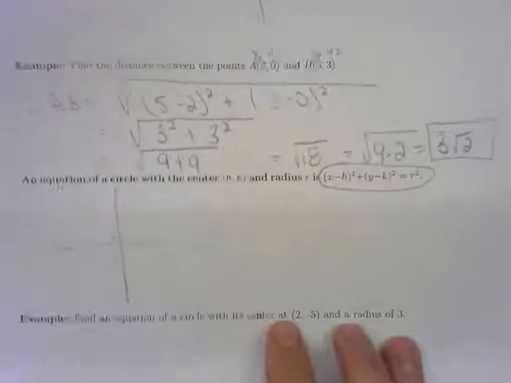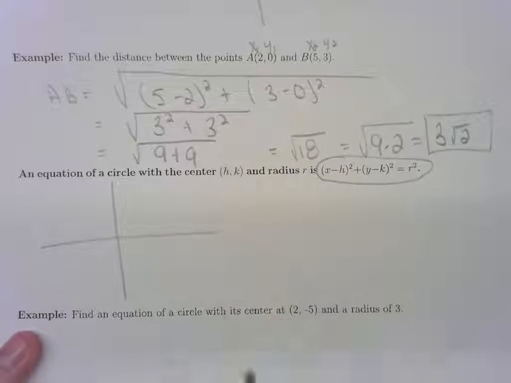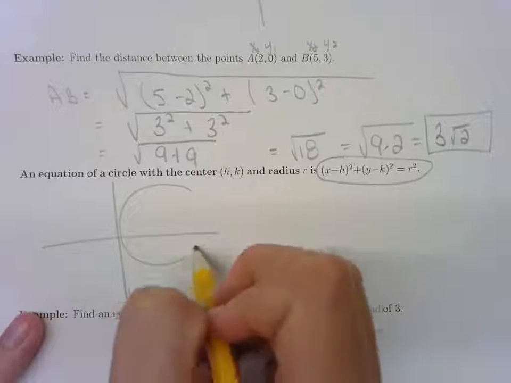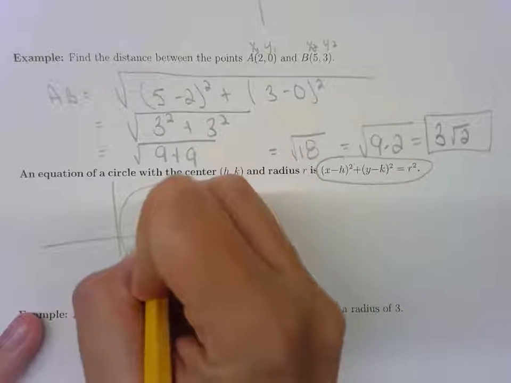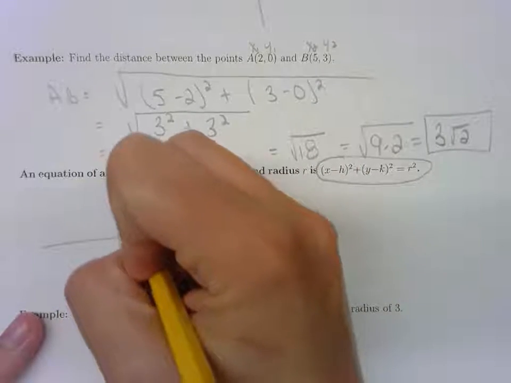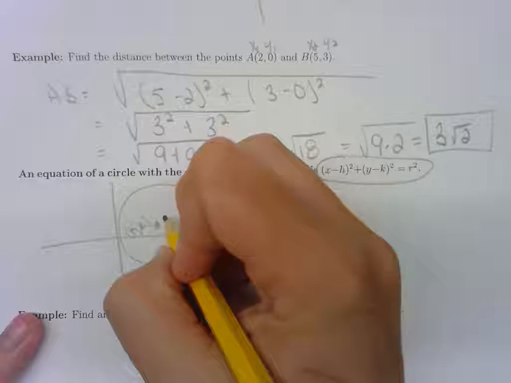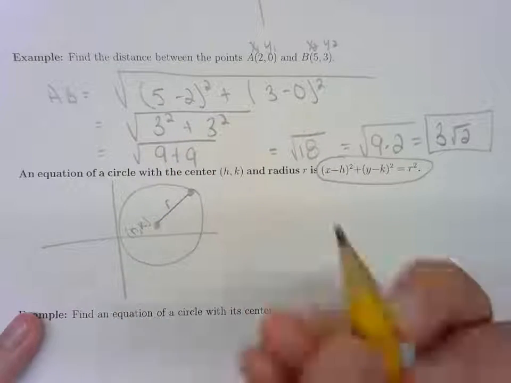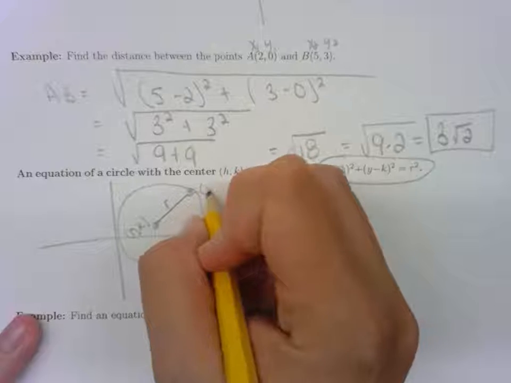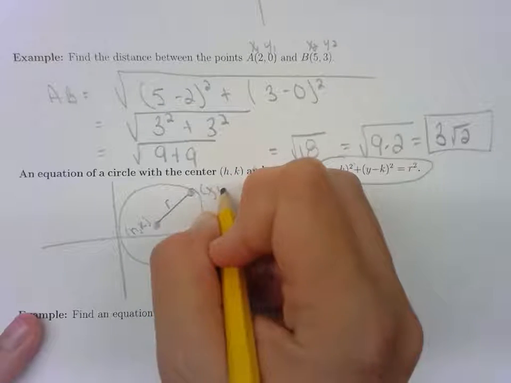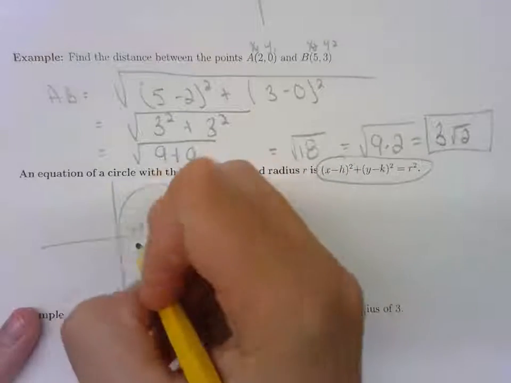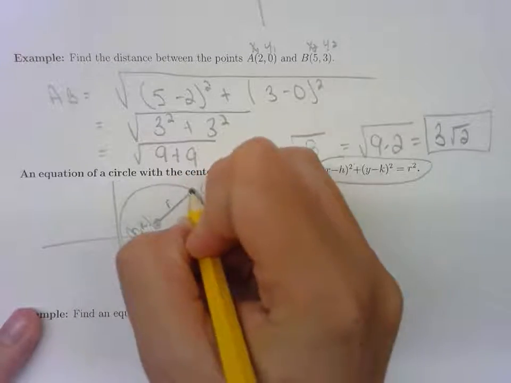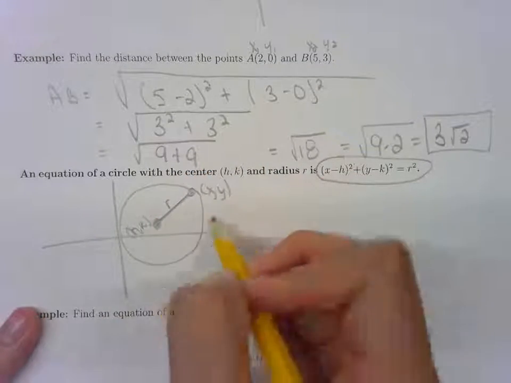Again, if you can't remember it, you might still be able to derive it. So let's say I have a circle here. The center is (h, k), and then we have radius r. So I'm just going to plug in a point here, r. This is some random point (x, y). This is (h, k), the center. So from the center to any point, I could have chosen any point along the circle.